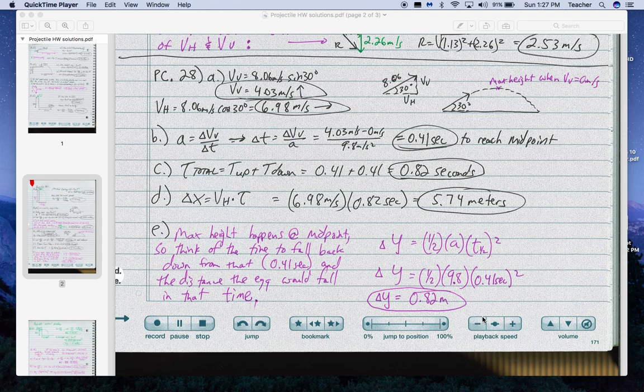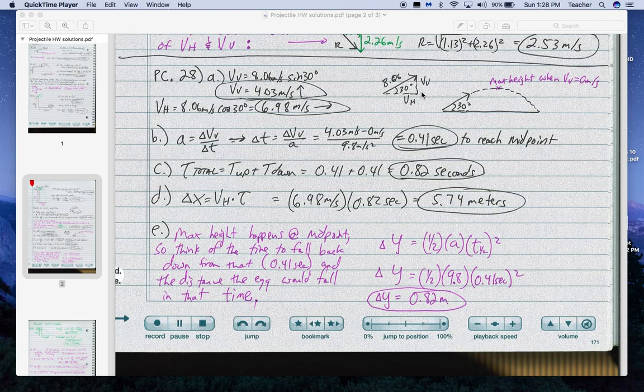First part, figure out the horizontal and vertical components. So if I know we're launched at 8.06 meters per second here, that is the vertical velocity and that is the horizontal velocity. Horizontal velocity does not change throughout the course of a projectile's flight. Vertical velocity does change, and in particular, it changes at 9.8 meters per second every second.